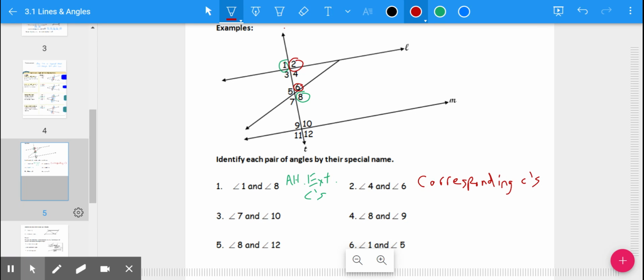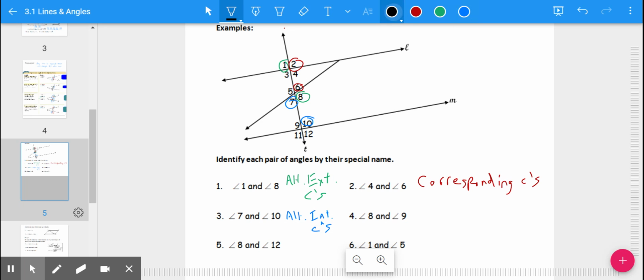All right, number 3, angle 7 and angle 10. So they're on alternate sides of the transversal, but they're on the interior of the two lines. So those would be alternate interior angles.